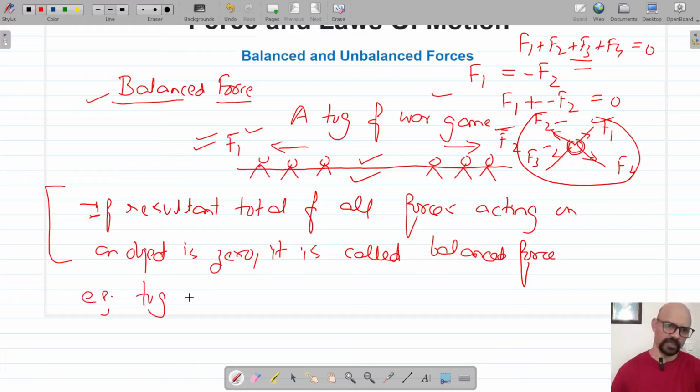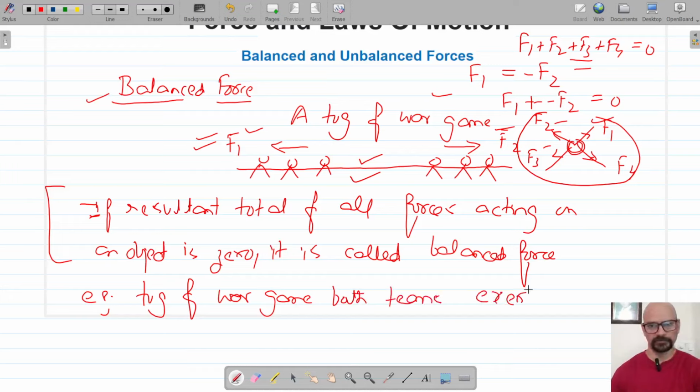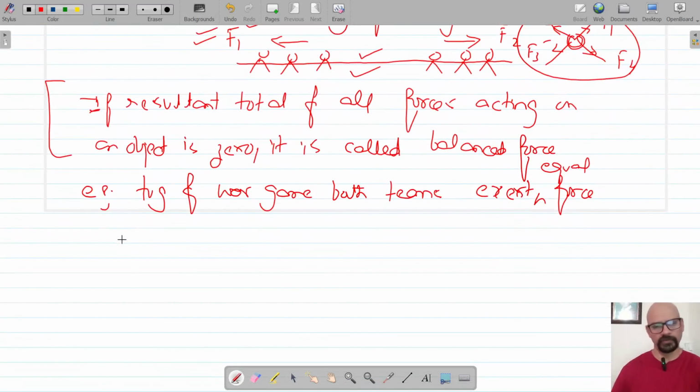So in a tug of war game, when both teams exert equal force, that is an example of balanced force. And the next very good example of a balanced force is a stationary object. Now, how is a stationary object an example of the balanced force?